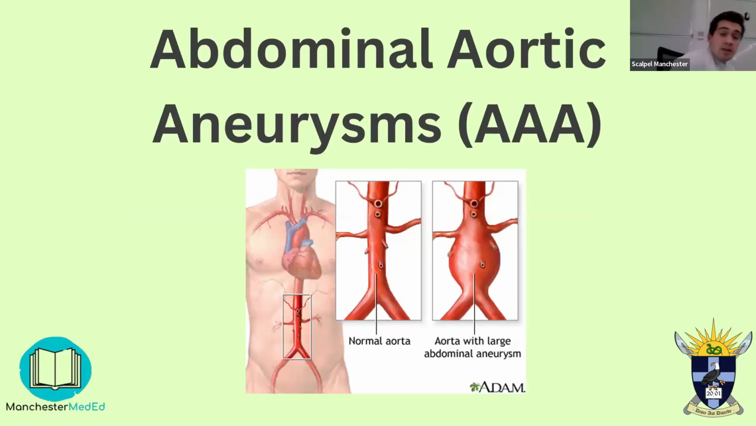The most common one that you get in exam questions is an AAA, abdominal aortic aneurysm. You can see here, I mentioned the importance of the renal arteries. So you can see here, this is kind of around the level of the renal arteries. This would be a juxta-renal aneurysm.